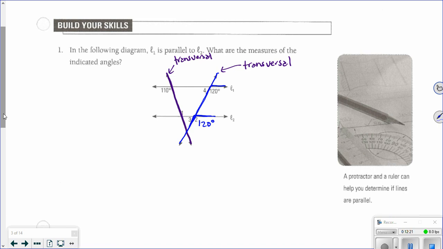If we look at number 4, 4 is along a straight line with the 120. So that has to add up to 180 degrees. So something plus 120 is 180, and that something is 60 degrees. So that straight line has to add up to 180 degrees. Then 4, being to the left and below the parallel line, will be a corresponding angle to the angle that's to the left and below the second parallel line, which is angle 3. So angle 3 is also 60 degrees because angle 4 and angle 3 are corresponding angles.